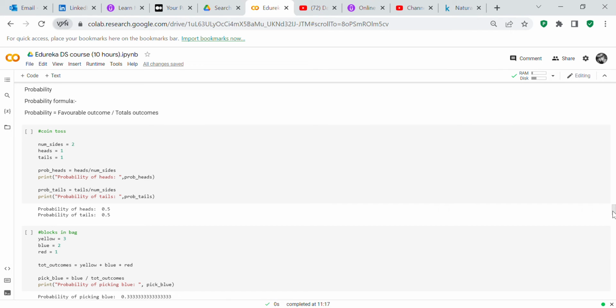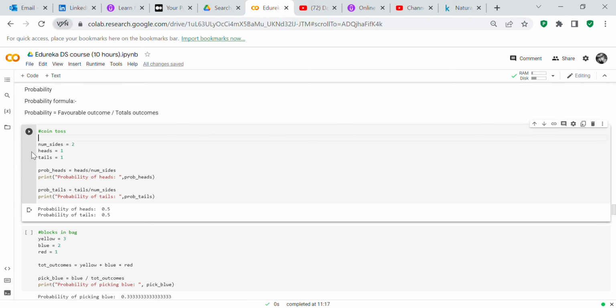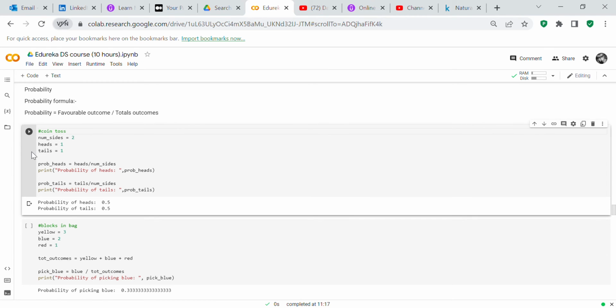So the first one is coin toss. So you have num_sides equals 2 because there's 2 sides to a coin. Heads equals 1 and tails equals 1. So prob_heads equals heads over num_sides. So you can print probability of heads, comma, prob_heads. So that's going to be 0.5 or 50%.